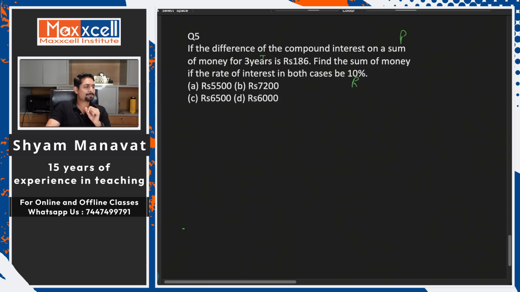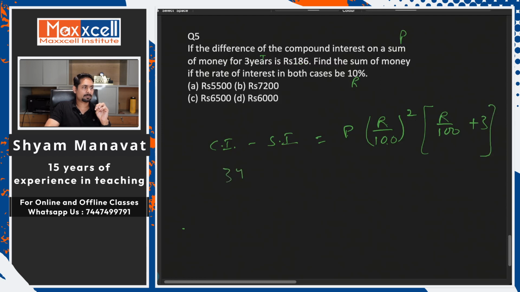Okay. So we have the formula: compound interest minus simple interest equals principal into (r by 100) square. If you don't remember the formula, write it every time whenever you solve the question. Okay, that's how you will practice the formula also. So for 3 years, the difference is what? P into (r by 100) square into (r by 100 plus 3). That is for 3 years.